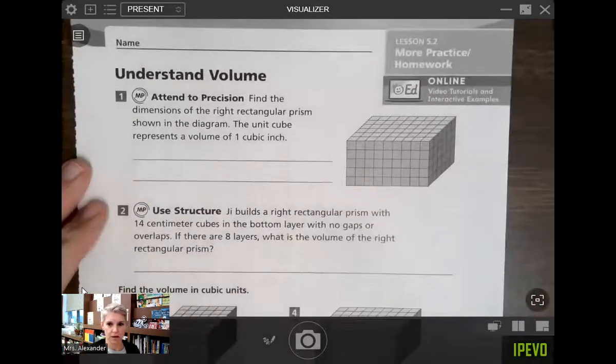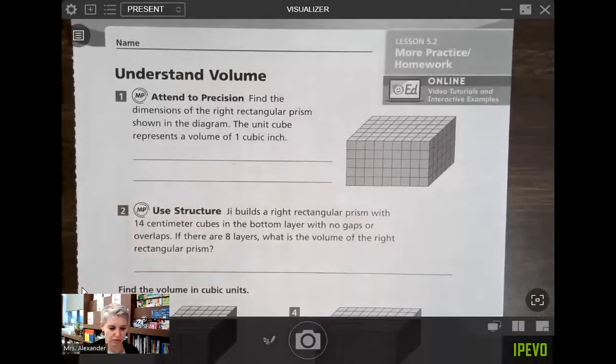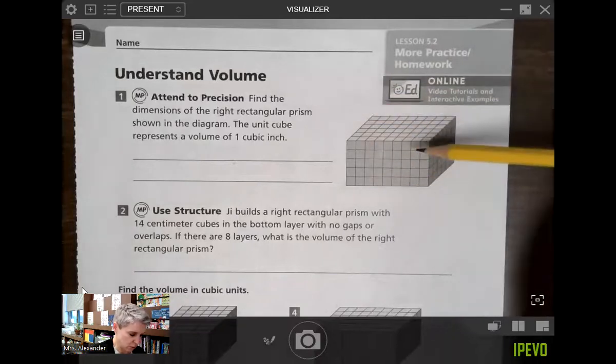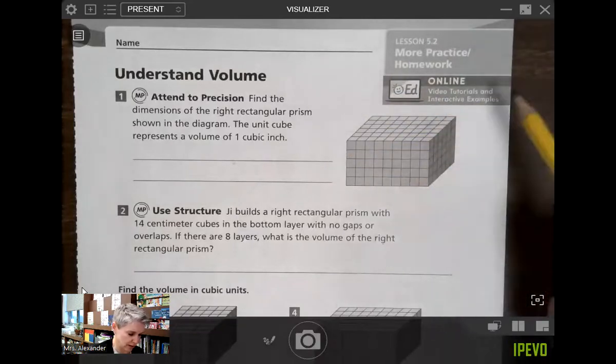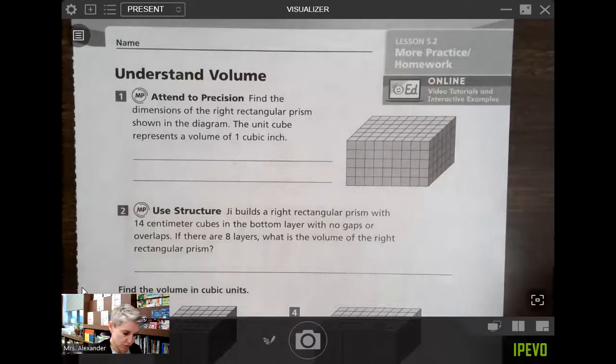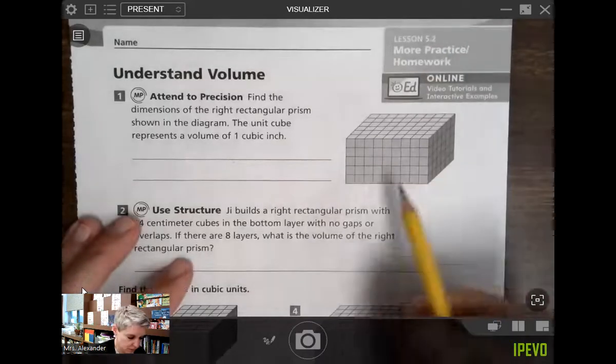There we go. We are on lesson 2 of our module 5 volume. And let's see what's happening in our practice books. This is P39. The first thing, we're going to attend to precision. Find the dimensions of the right rectangular prism shown in the diagram. The unit cube represents a volume of 1 cubic inch. So there are a couple of ways to do this.